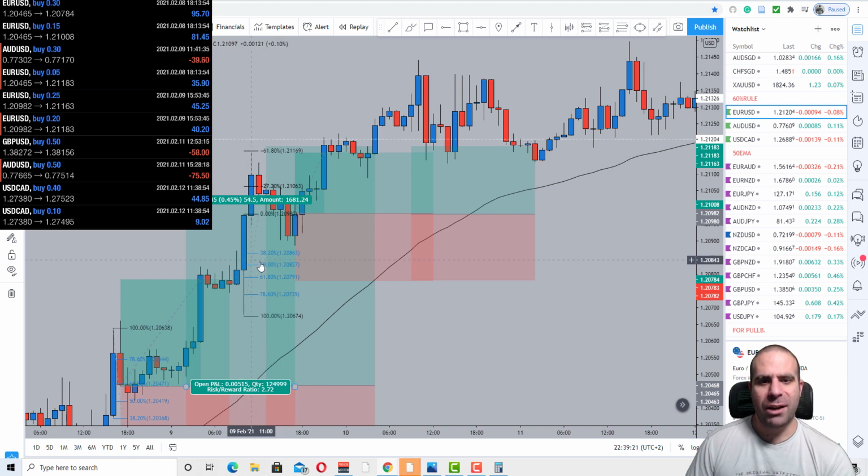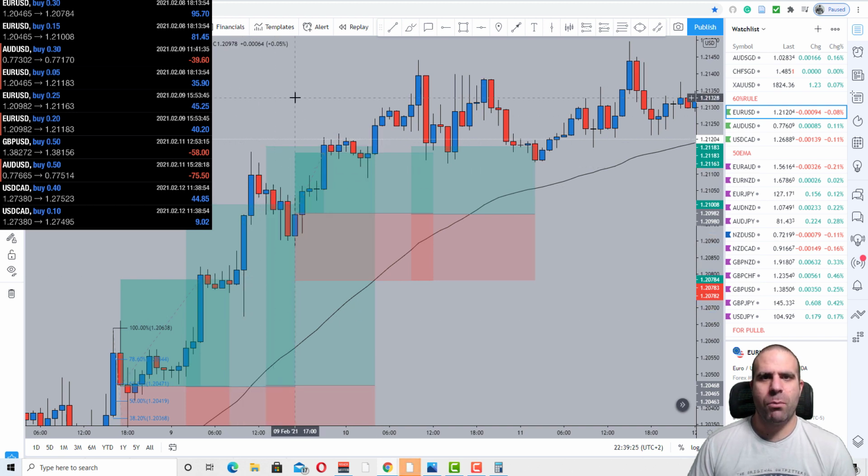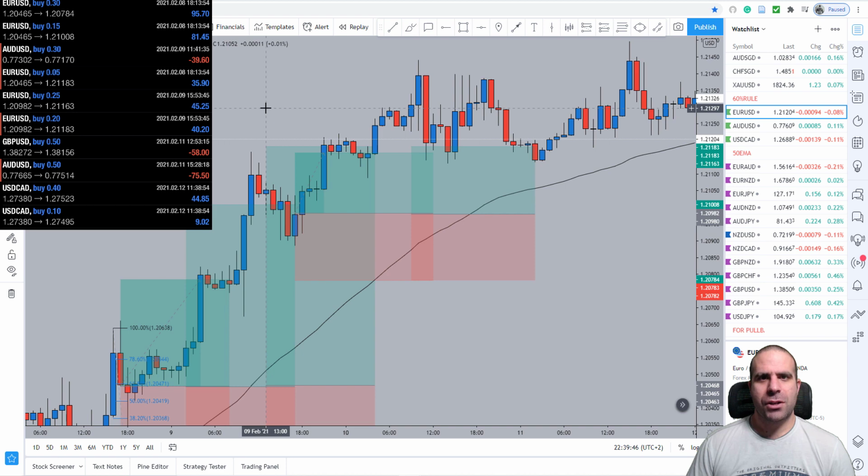But here we wouldn't have been activated. And what do we do on these occasions? We wait and see more price action. Hence, we waited for more price action, and there we have it. We have this second candle.